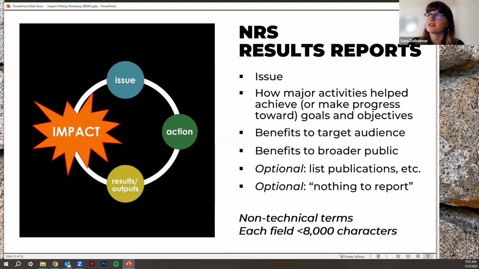And then I also wanted to mention that the results reports do have an option to indicate if there are no significant results to report. But if you check that box, you will be required to share comments to explain the project status. They'll want to make sure that you're still making some progress. So remember, especially when you're reporting on projects in their early years, or maybe more foundational types of research, remember to really think about and talk about potential impacts. I think that can really help in those cases, especially.